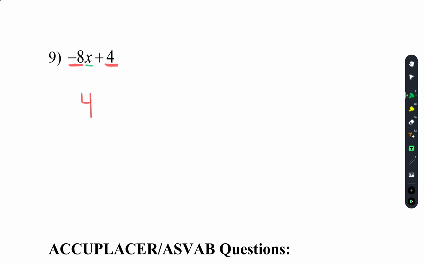And then you look at the variables next. So you're like x and then nothing. Right? There's no x there. So this is literally it. Sometimes it's just that simple. It's just the one number.